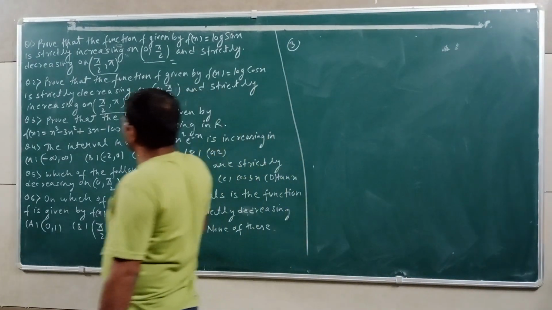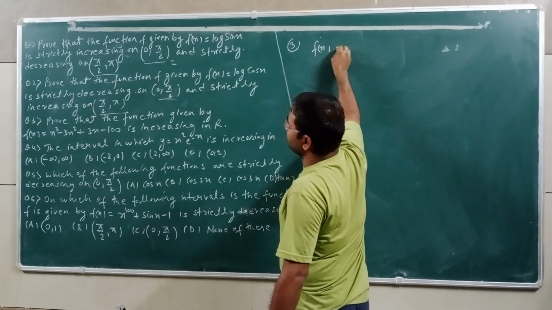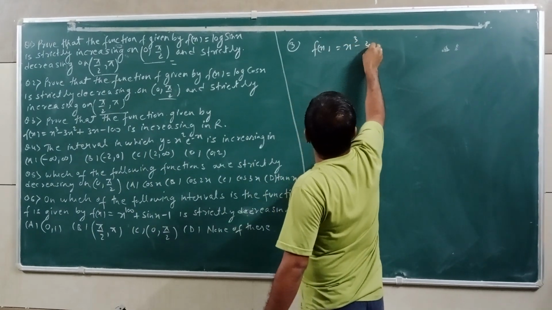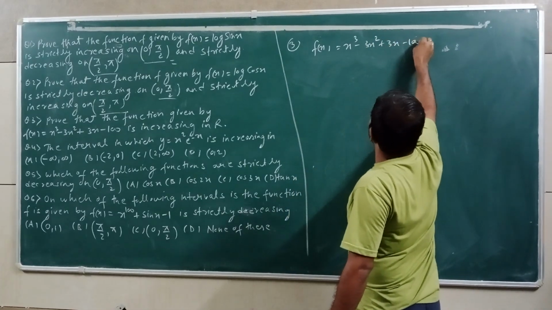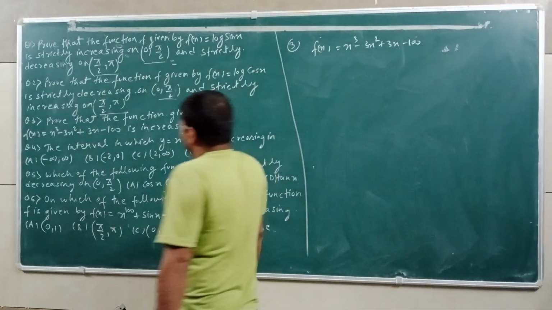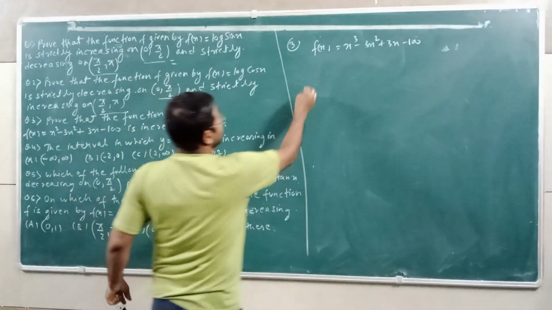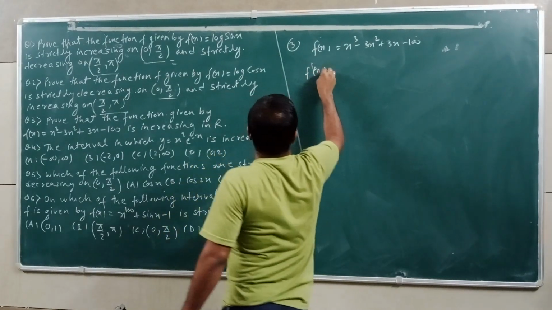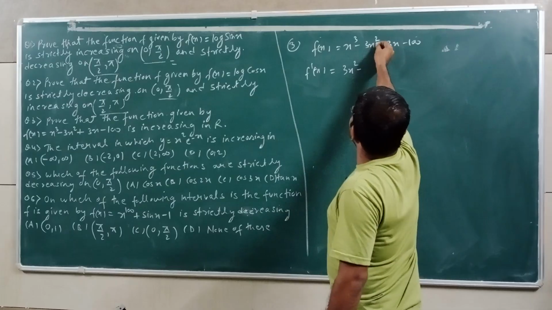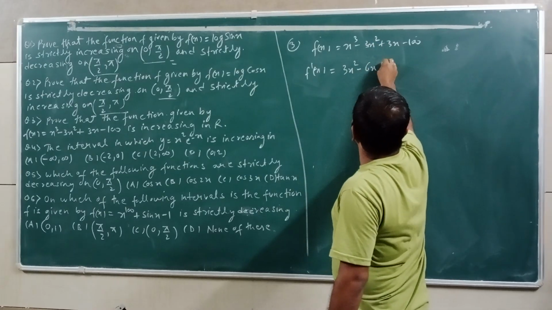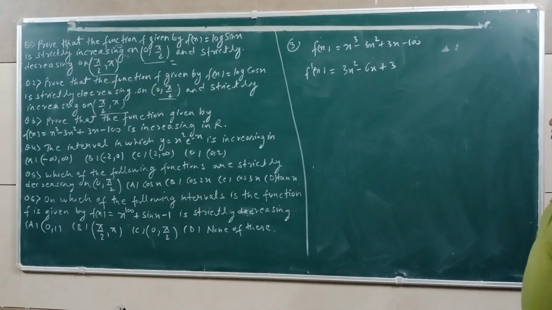Prove that the function given by f(x) = x cube minus 3x square plus 3x minus 100 is increasing in R. For proving this, we have to differentiate. Then the derivative of the given function will be f'(x) = 3x square, then 2 times 3 is 6, so 6x, plus 3, and minus 100 will be 0.